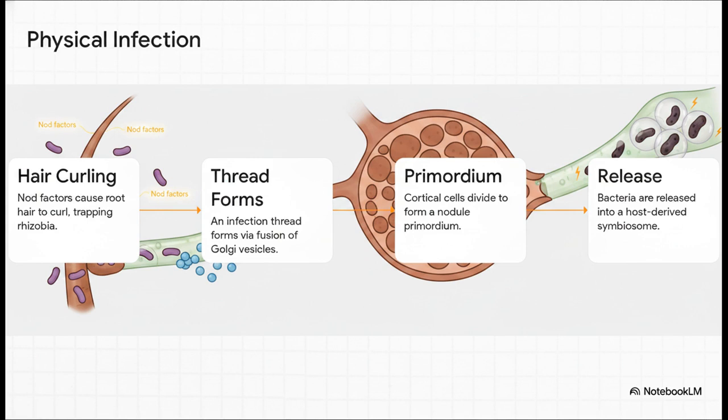Then, an infection thread forms, driven by the fusion of Golgi-derived vesicles. This creates a microscopic, custom-built highway heading straight down into the root. Meanwhile, deeper inside the plant, cortical cells start dividing rapidly to build the foundation of the nodule. Finally, the infection thread reaches this new structure, and the bacteria are released. But they aren't just dumped into the cell. Oh no, they are safely wrapped in a host-derived membrane called a symbiosome. Inside this custom VIP suite, completely pampered and protected, they differentiate into their final nitrogen-fixing form, bacteroids.